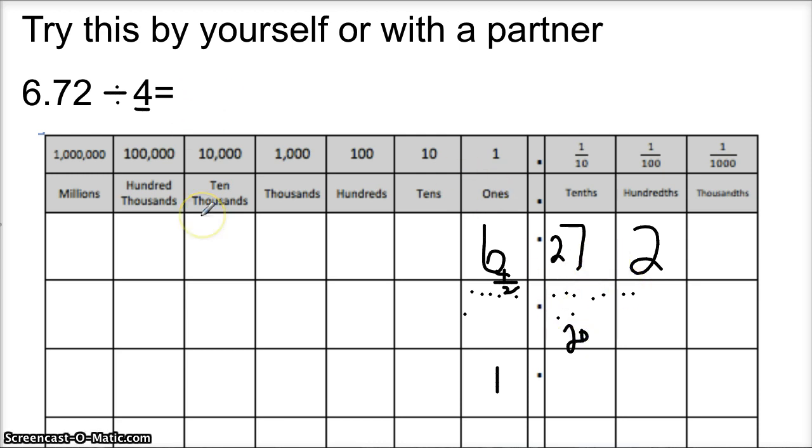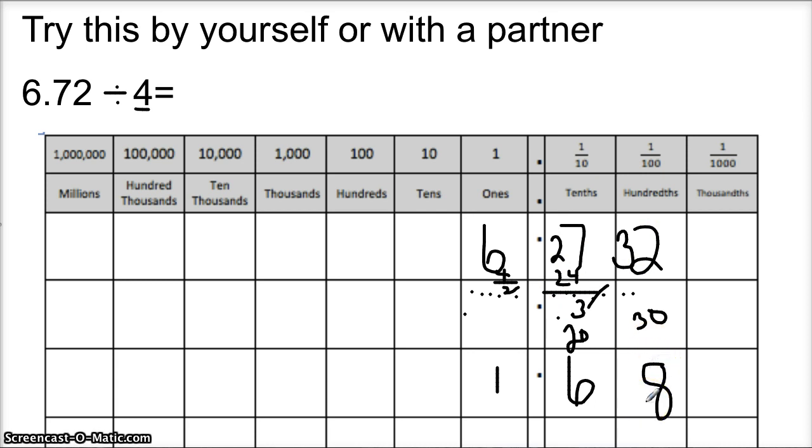27 divided by 4 doesn't work out evenly, but I know that 6 times 4 equals 24, and 7 times 4 equals 28, but that's too big. So I'm going to have to go with 6, and I know that that's 24. So 27 minus 24 is 3. So that 3 goes right over here to the hundredths column. Can't do anything else with it here. So 32, I know that 4 times 8 equals 32. So my answer is 8.